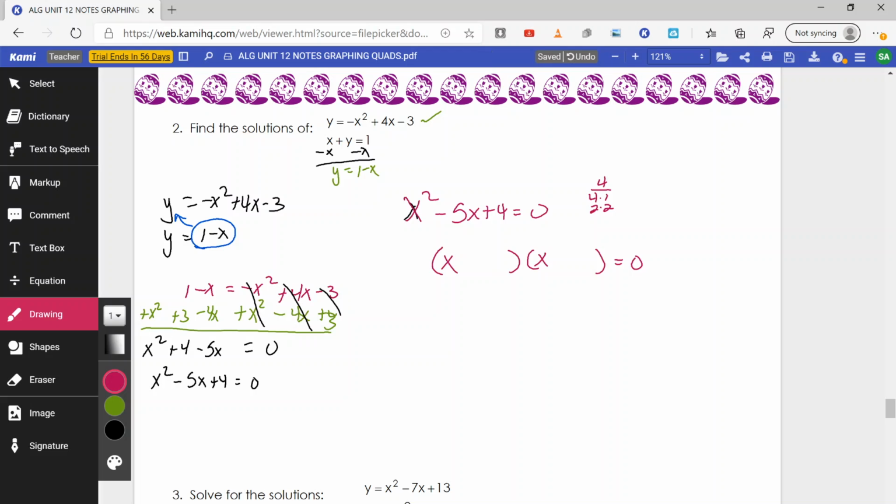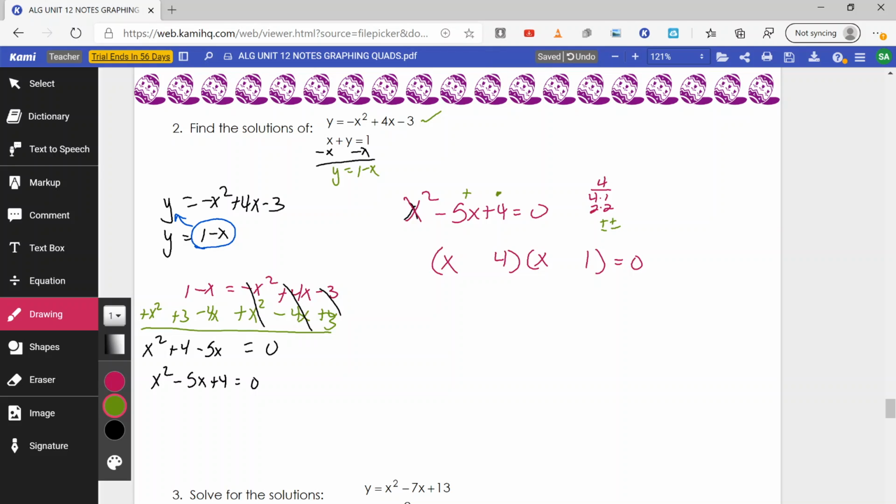Now, which of these two combinations, when I add them, is going to give me 5? Well, 4 plus 1 gives me 5. 2 plus 2 only gives me 4. So the numbers we're going to be using are 4 and 1. And again, just like before, the only way I can get positive 4 when I multiply is a positive times positive or negative times negative.